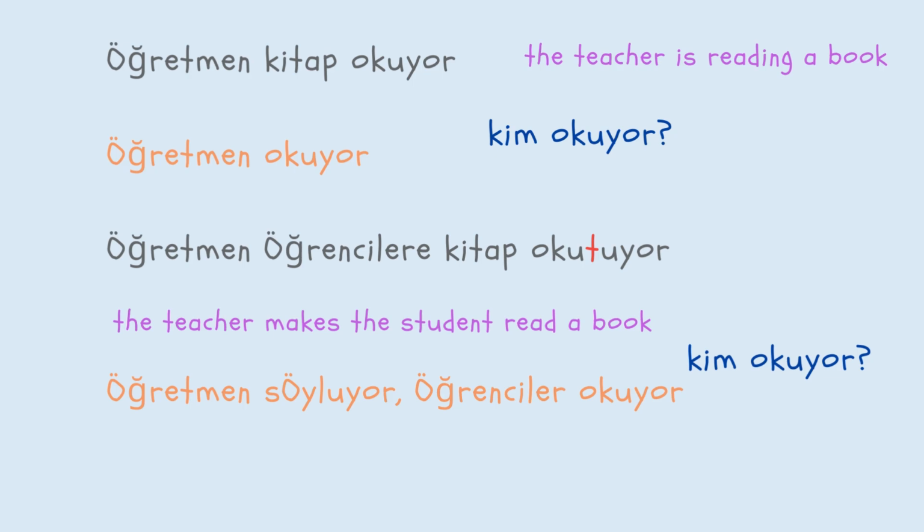Who's that telling? Who's the person who's telling? The öğretmen, the teacher. She's telling whom? Öğrencilere, the students, to do what? Okutuyor. To read a book. So, when I have someone telling another one to do some certain action, I have to use like this. Öğretmen öğrencilere okutuyor.